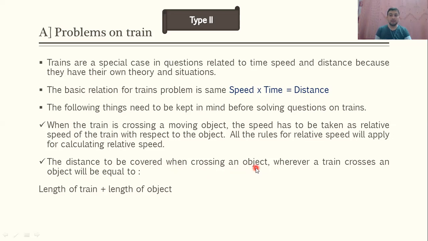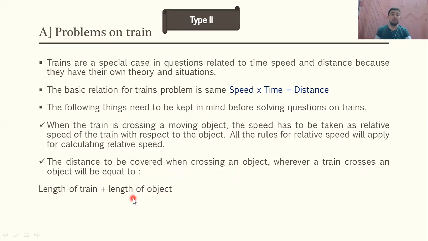Let's say it is crossing an object of length 5 meter. So what will be the total distance covered? It will be the length of the train plus the length of that object. So the distance to be covered when crossing an object, wherever a train crosses an object, will be equal to the length of the train plus the length of the object.